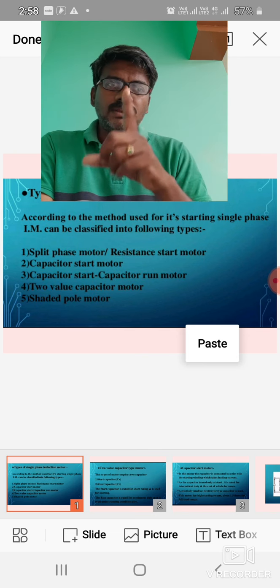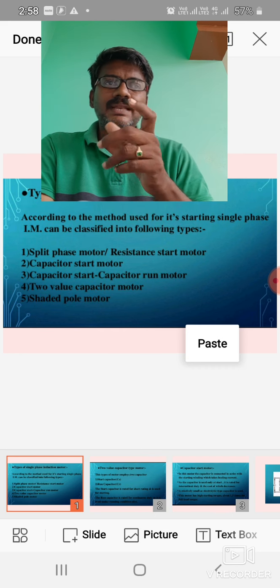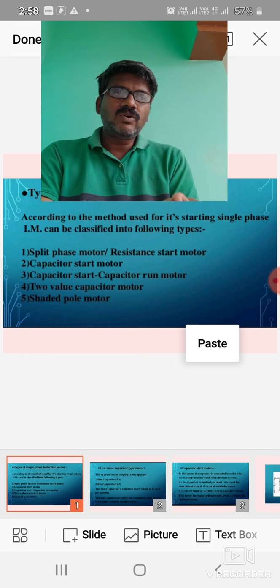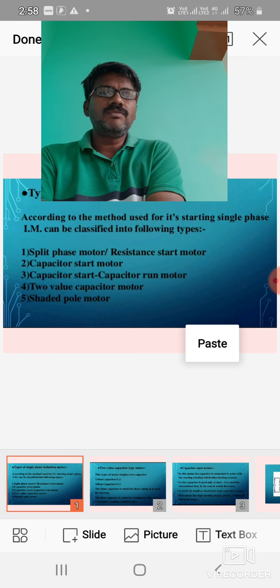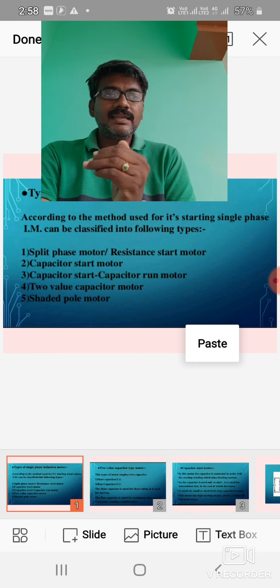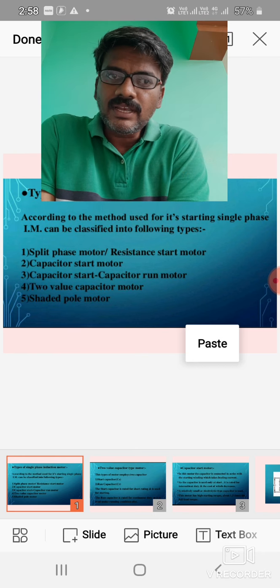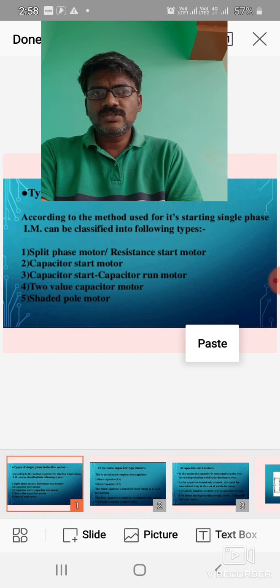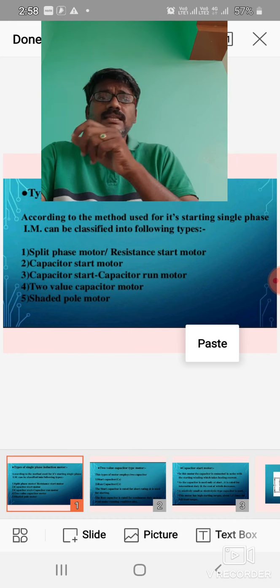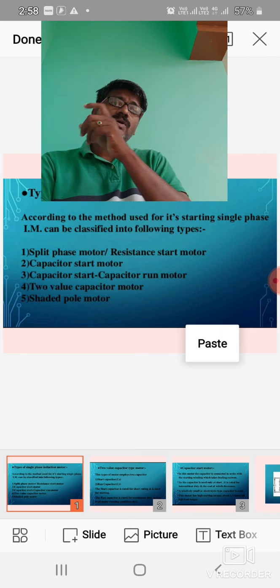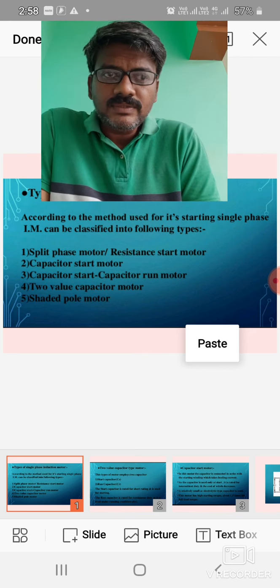Yes, only one phase is there. That phase is split into two parts. One is a main winding, another one is an auxiliary winding. Main winding and auxiliary winding, or starting winding and running winding, right? So due to this arrangement, we can get a rotating magnetic field.